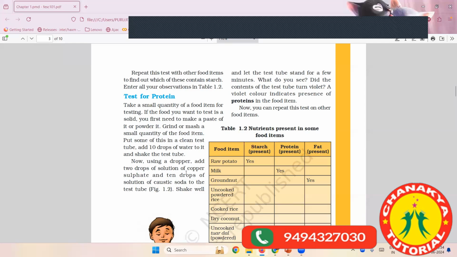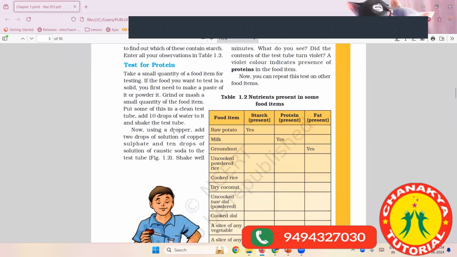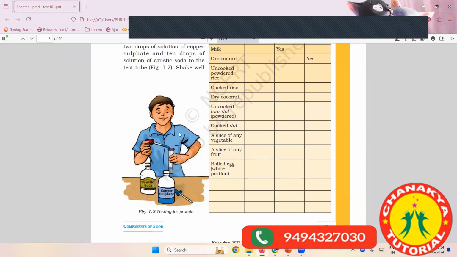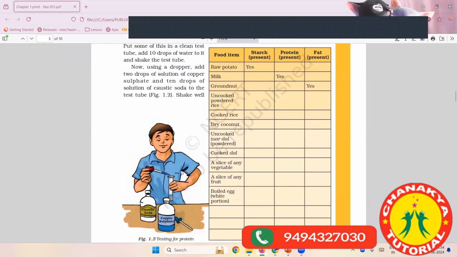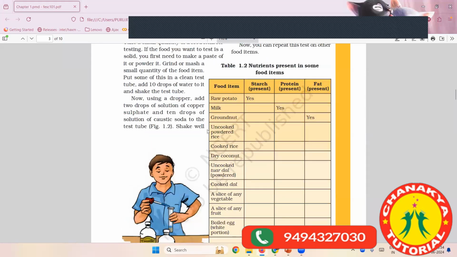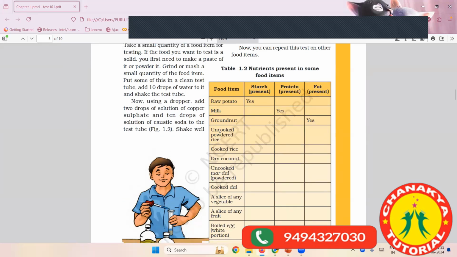Now, using a dropper, and you know what is a dropper? It looks exactly like the dropper he has in his hand. This is a test tube and this is a dropper, right? Yes, ma'am. So now, using a dropper, add 2 drops of solution of copper sulfate and 10 drops of solution of caustic soda to the test tube.